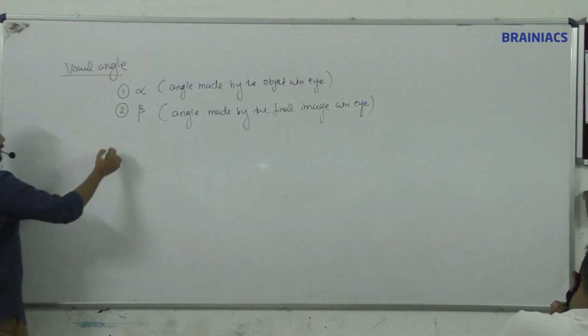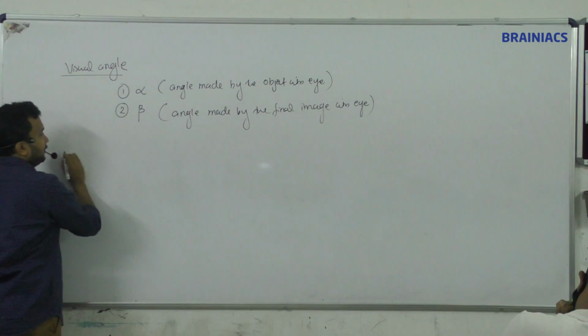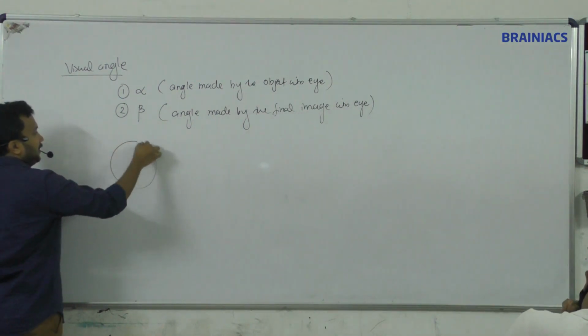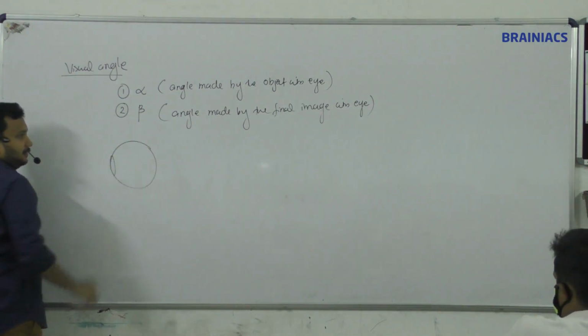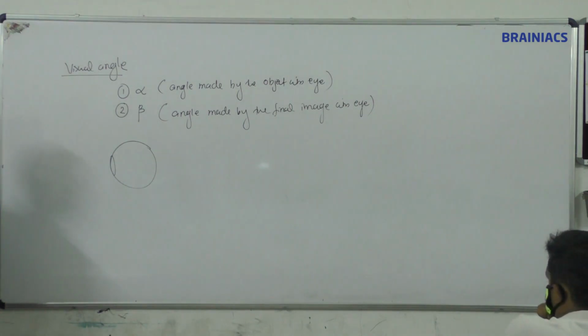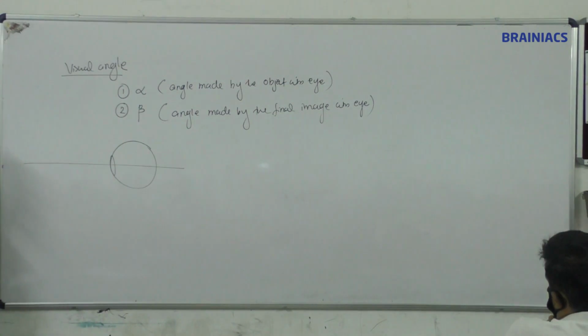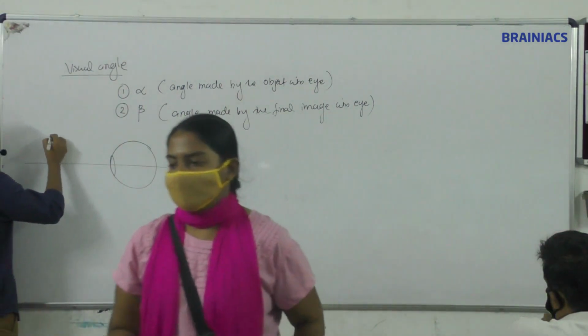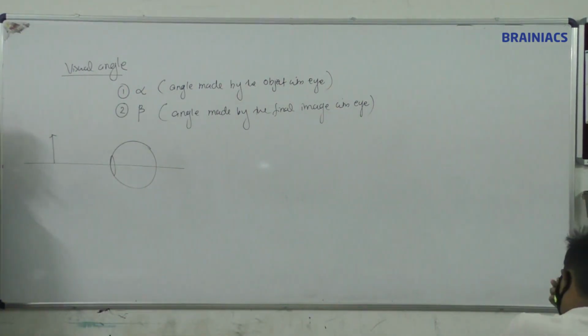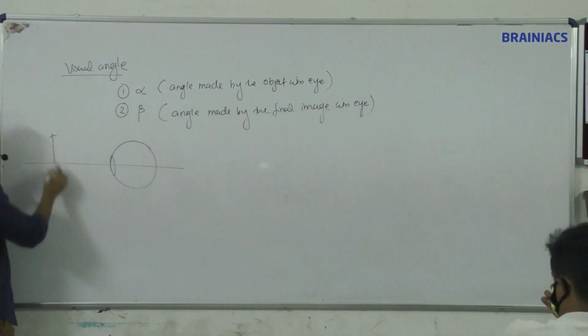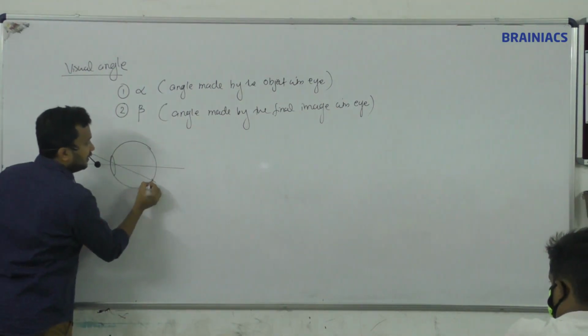Which means we can explain using some diagram. Suppose this is our eye, and we are seeing an object. The eye is a convex lens. With an object here, different rays will come, so the image will be created here by our eye.